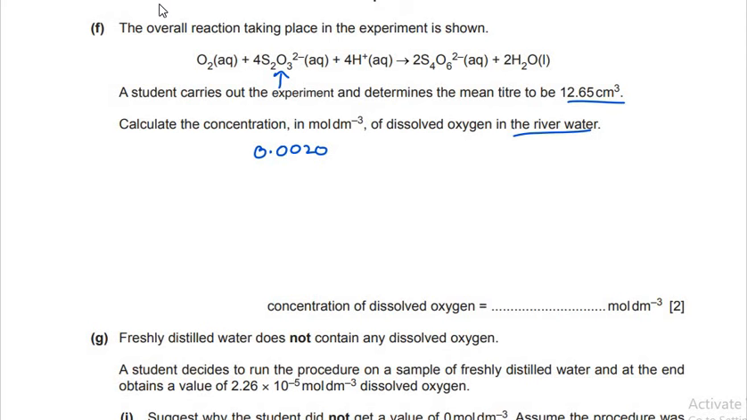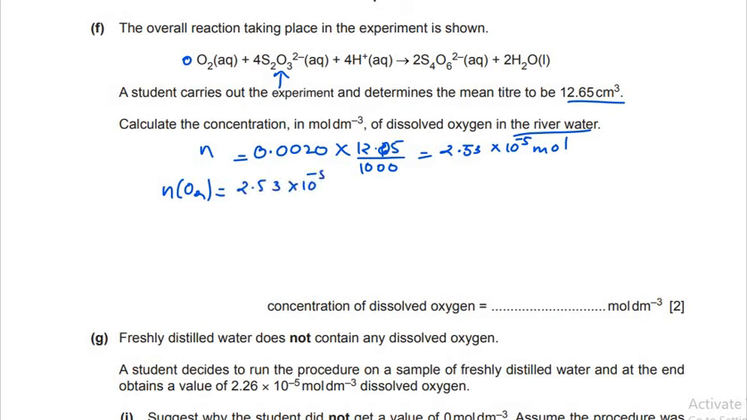So concentration into volume, that is 12.65, and I'm dividing it by 1000 to change it into dm cube. So this will give us the moles, and that is 2.53 into 10 power minus 5 moles. That's how we calculate the moles of sodium thiosulfate. Now what are the moles of oxygen? So moles of oxygen is going to be 4 times less. So we find it by 2.53 into 10 power minus 5 divided by 4. That's how we find the moles.